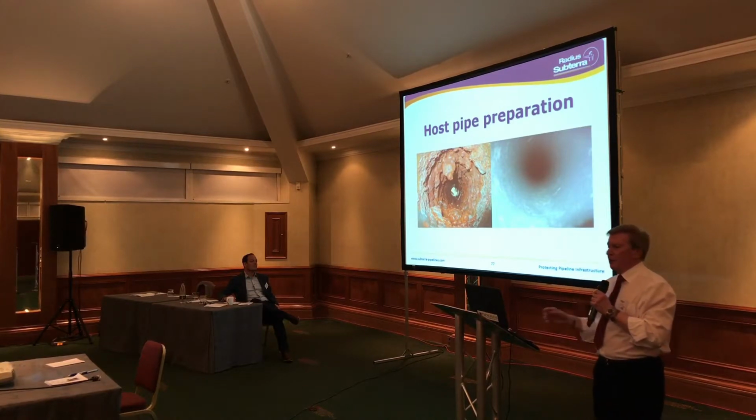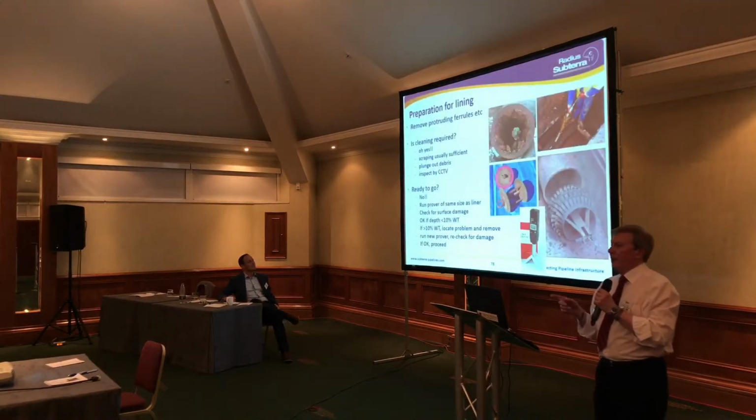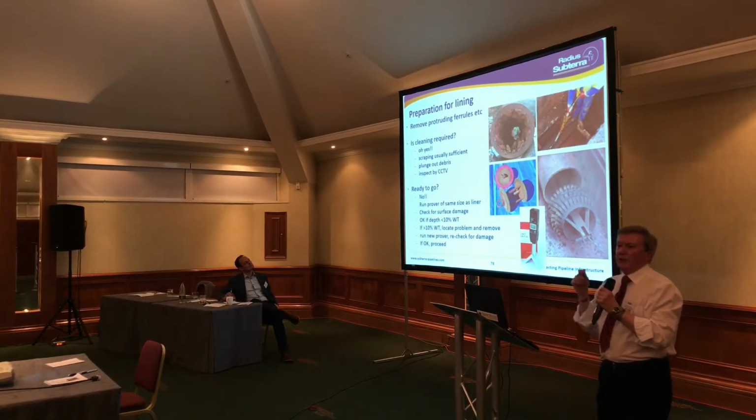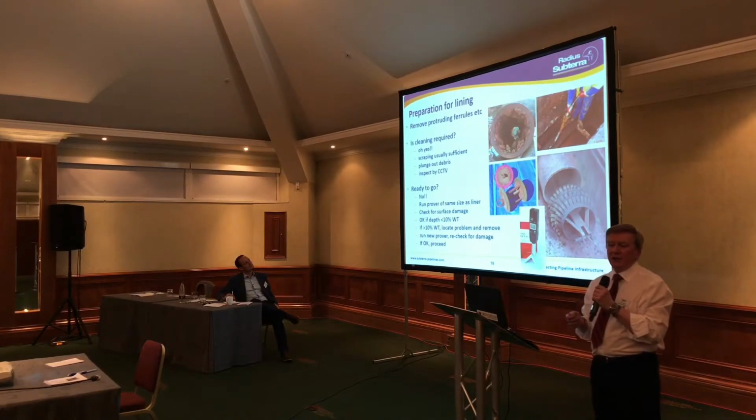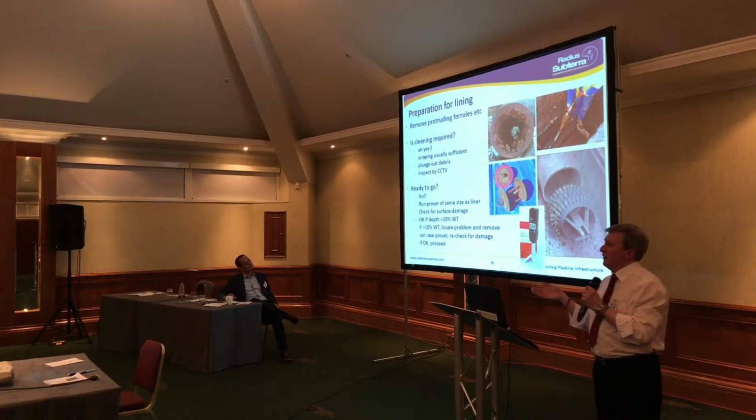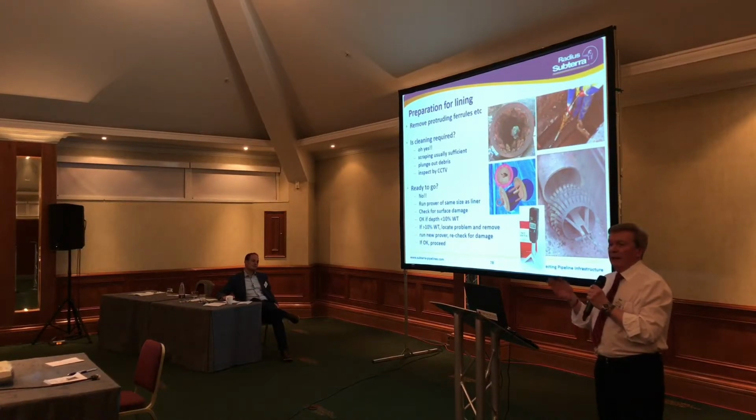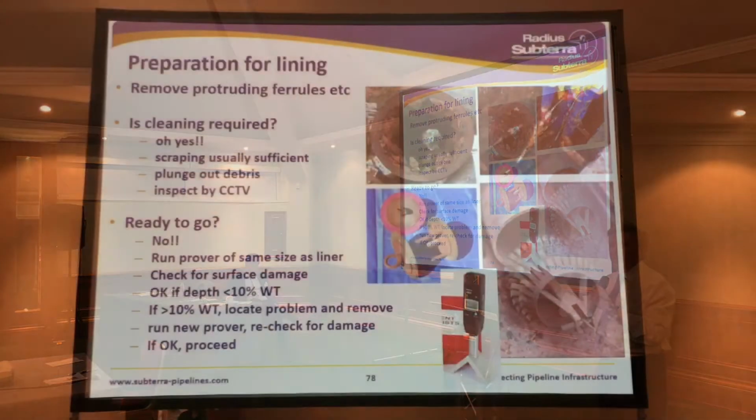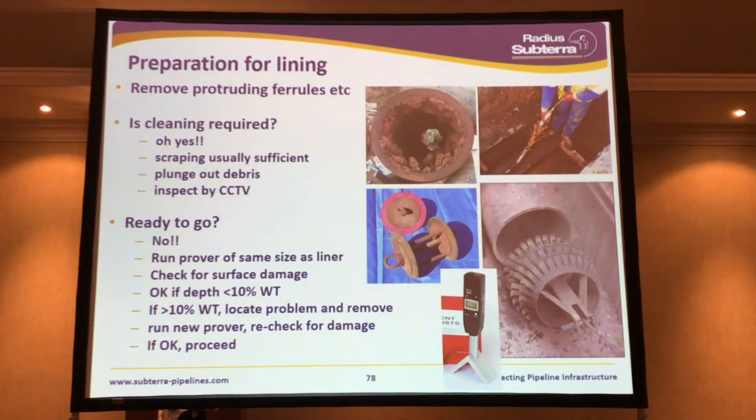Right, host pipe preparation, there's not much to say about this, thankfully. First of all, you get rid of anything sticking into the pipe that might damage the liner pipe. You need to clean the pipe, typically scraping and plunging is enough to do that, followed by CCTV to make sure there's nothing in the way. If that looks okay, the next thing to do is to pull a proving piece of the same size of liner you're going to use through the pipe, and check whether there's any damage. If that damage exceeds 10% of the wall thickness of the liner pipe, start again. You've got to look for where the damage is occurring, take it out and do that again. Once the damage is less than that 10% limit, you're safe to start.